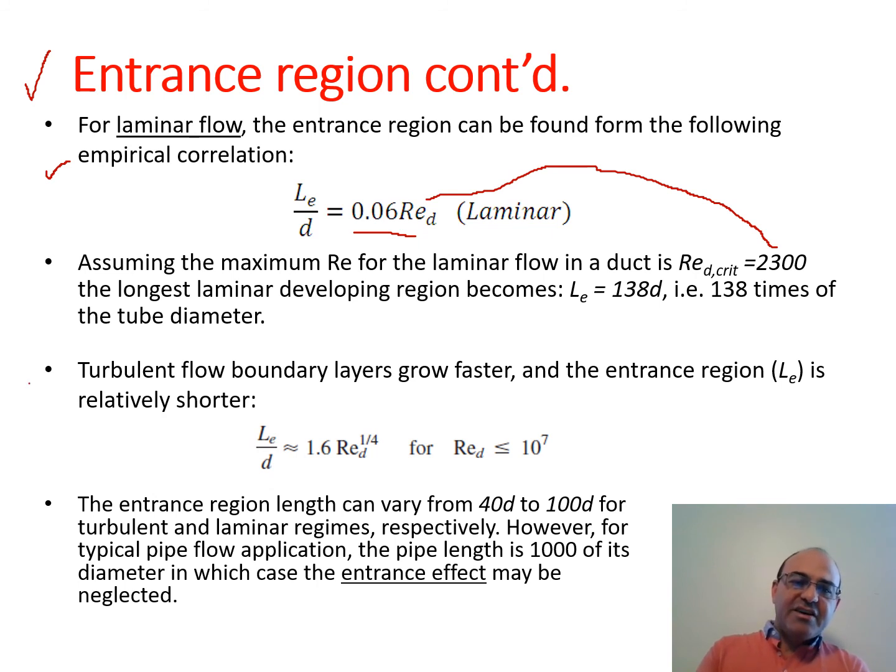In the case of a turbulent flow, the entrance length is obtained from this equation. So L over D, well, multiple equations have been proposed. This one is popular: 1.6 Reynolds to the power of 1/4. And this works best and is most accurate for Reynolds less than 10 to the power of 7.